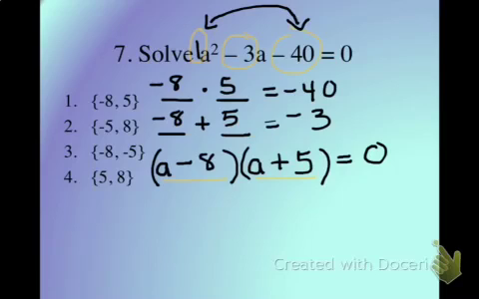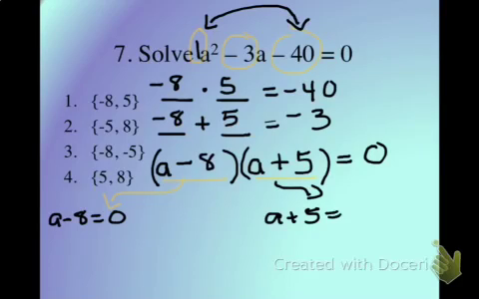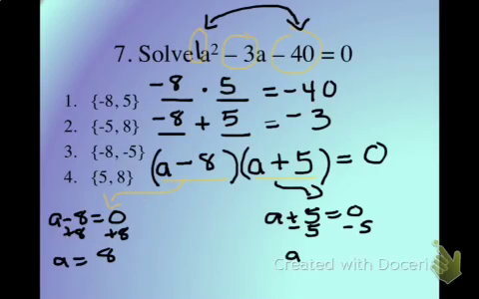So now that we have it factored and it's set equal to 0, we can go ahead and use our zero product property. So a minus 8 is equal to 0. And then we have a plus 5 is equal to 0. So to solve the first one, we'll add 8 to both sides, and we get a is equal to positive 8. For the second one, we'll subtract 5 from both sides, and we get a is equal to negative 5. So those are our two solutions.